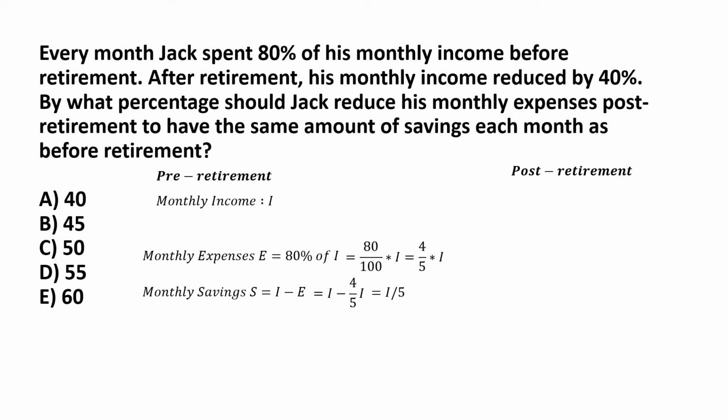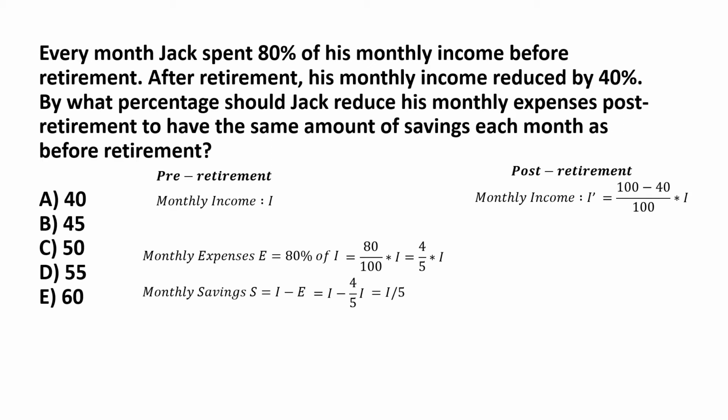Now let's come to the things post-retirement. So post-retirement, first of all, his monthly income, and here the notation I'm using for post-retirement figures or symbols is just a dash. So it's I dash monthly income, and that's simply equal to it's reduced by 40% compared to his income before retirement, right? So to calculate that with respect to I, the fraction of I will be simply 100 minus whatever the amount the reduction was. In this case, it's 40%, so 100 minus 40, and then you divide by 100.